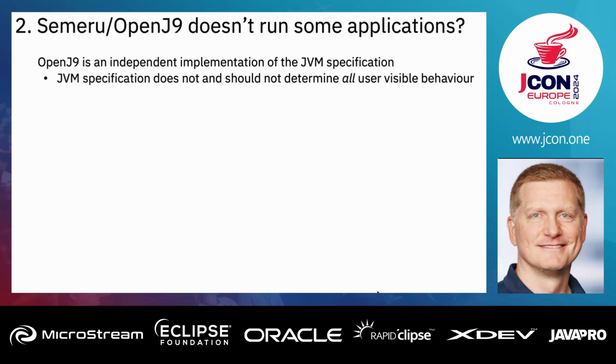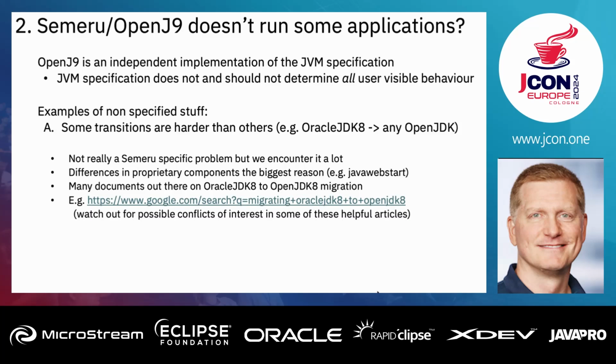So I don't want that to be specified, because I want the flexibility to be able to improve startup and deliver a smaller memory footprint. But there are some areas where the specification is a little bit light, and it allows implementation-defined behavior. And there are some aspects of Java where the spec just doesn't say anything. And so these are the kinds of areas where we get into issues. So let's go through a few of these.